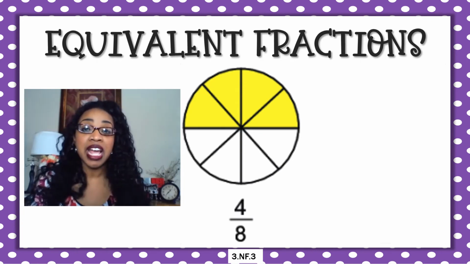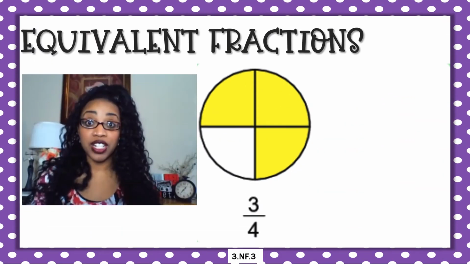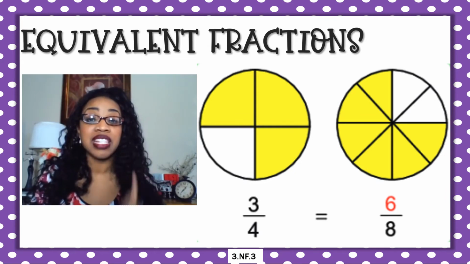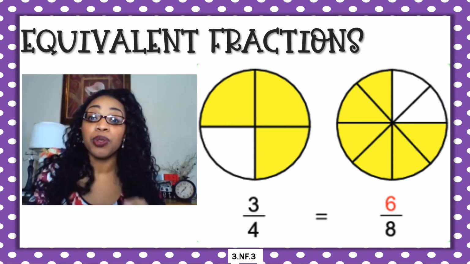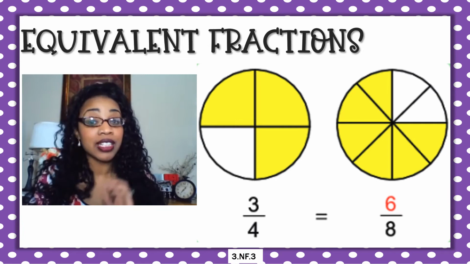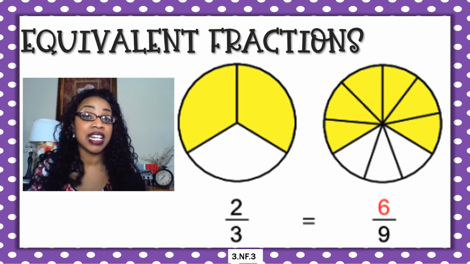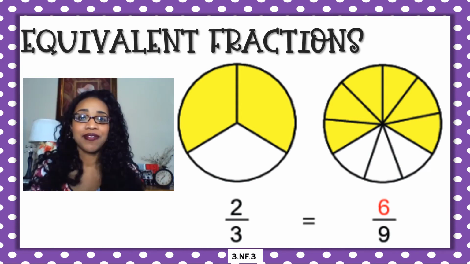I'm going to give you the same circle of the same size, but this time it's going to be broken up into different pieces, but the same amount will be shaded. So 1/2 is equivalent to 4/8. Now let's look at 3/4. 3/4 is equivalent to 6/8 because I gave you the same shape of the same size and the same amount is shaded. So 3/4 is equal or equivalent to 6/8. 2/3 is equivalent to 6/9 because I have the same shape, size, and the same amount shaded.